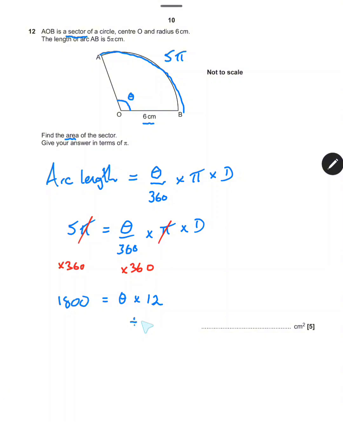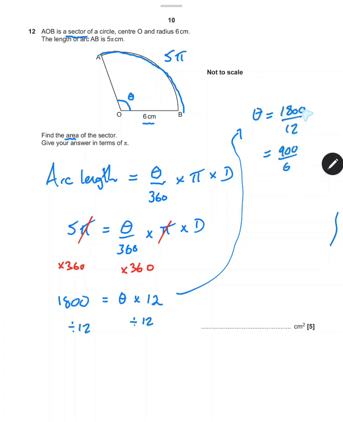So now I can do one more step here to solve this equation. If I divide both sides by 12, my angle theta is just going to be 1,800 divided by 12. This is going to simplify to 900 divided by 6, just halving the top, halving the bottom. And that's going to simplify to, if I divide both top and bottom by 3, I'm going to get 300 divided by 2. And that is the same as 150. So my angle theta is 150 degrees.